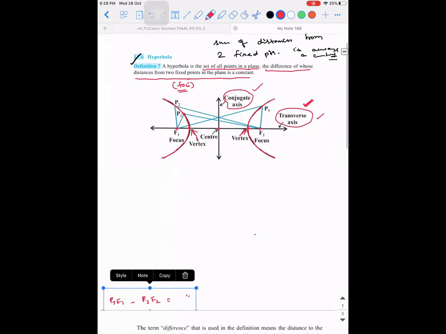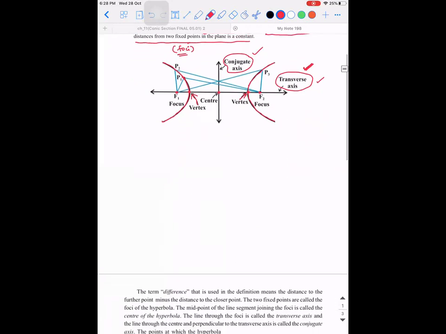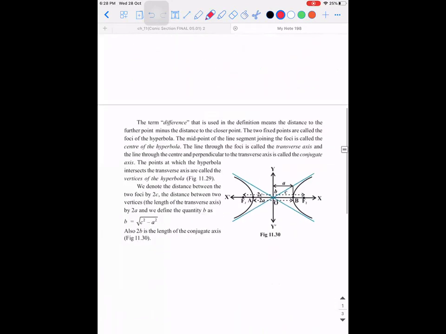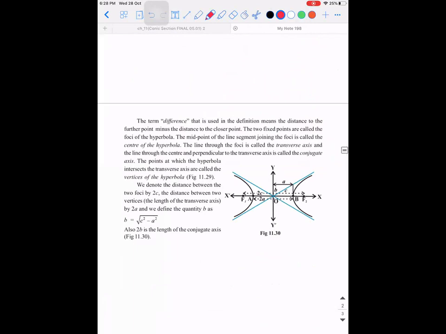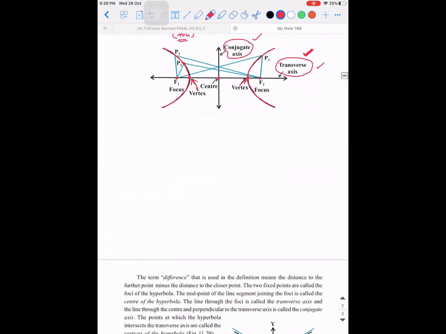Now listen. I hope you're clear with all these definitions. Is there any doubt? I have a doubt, sir. Yeah, tell me. For transverse axis, we can identify it as the axis which is horizontal, sir.